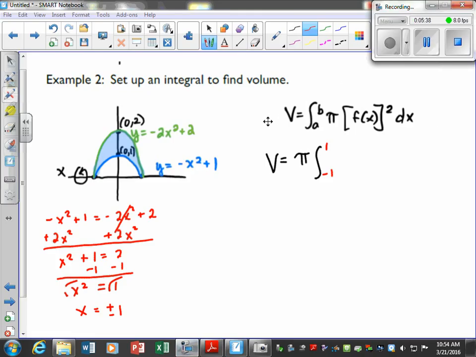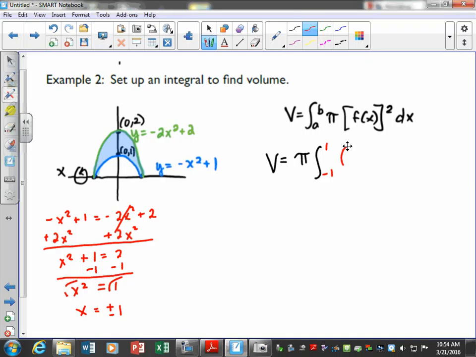Okay, in this particular case, we're going to do the top function and we're going to subtract out the bottom one. So how will we represent that? So it's going to be negative 2x squared plus 2, squared, minus negative x squared plus 1, squared. Let me put all of that and then times dx.